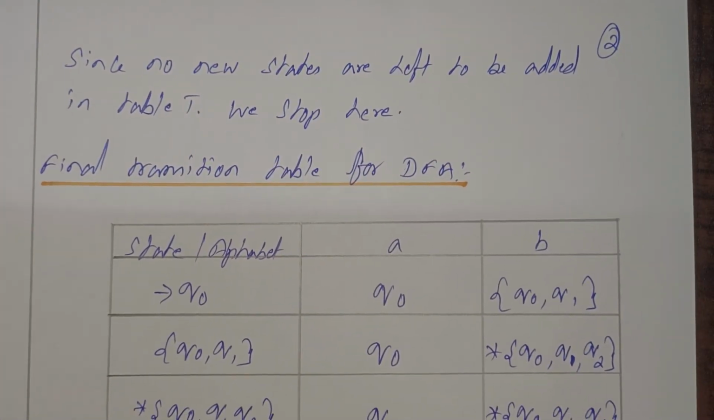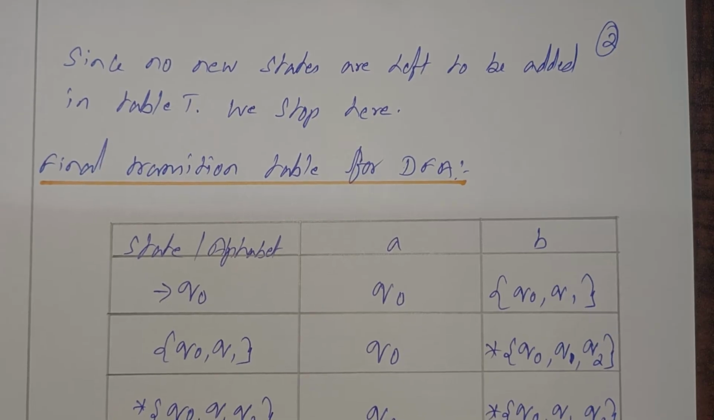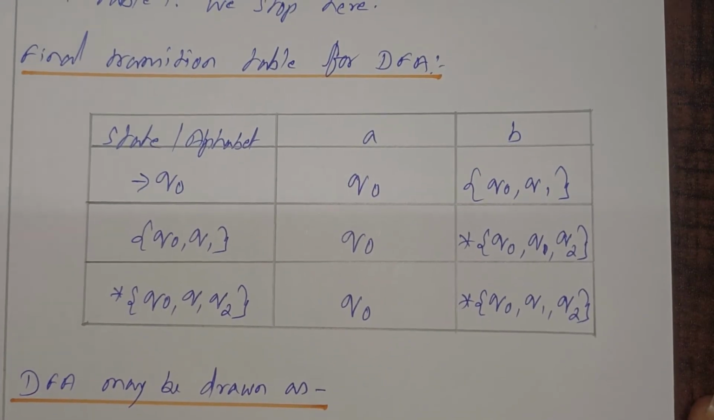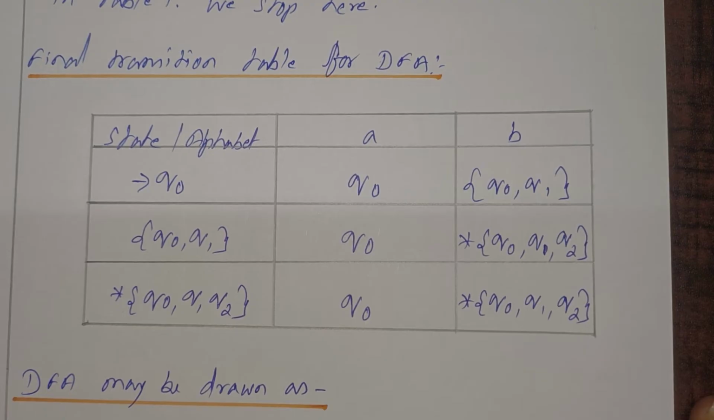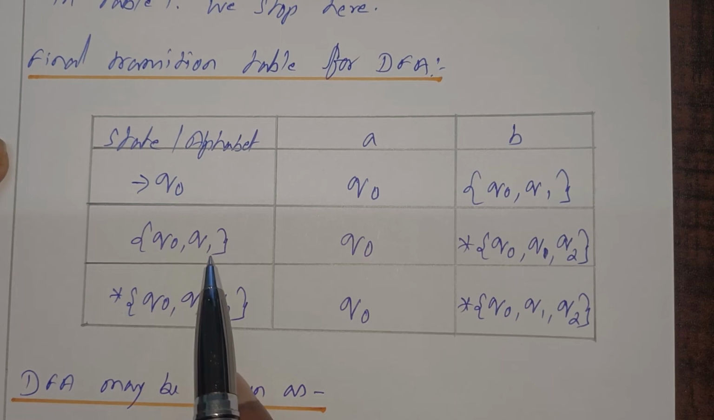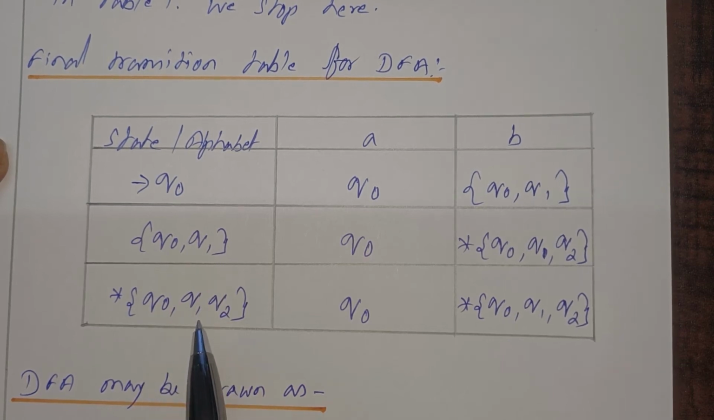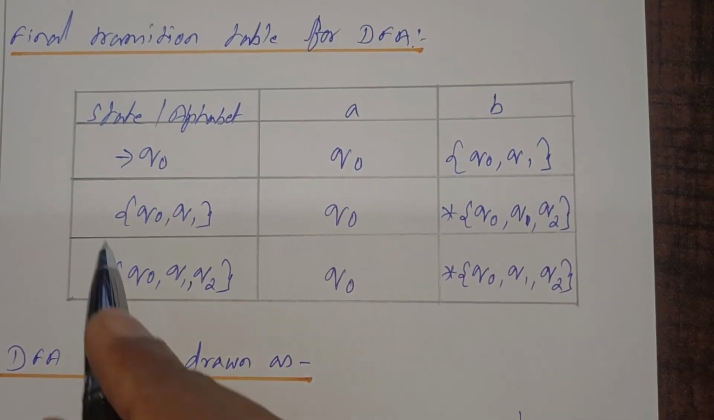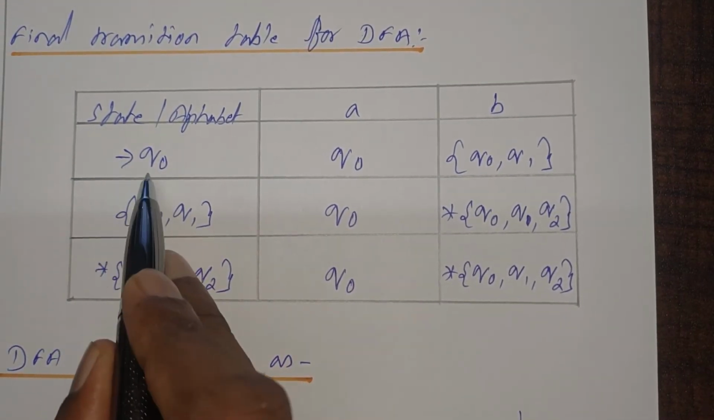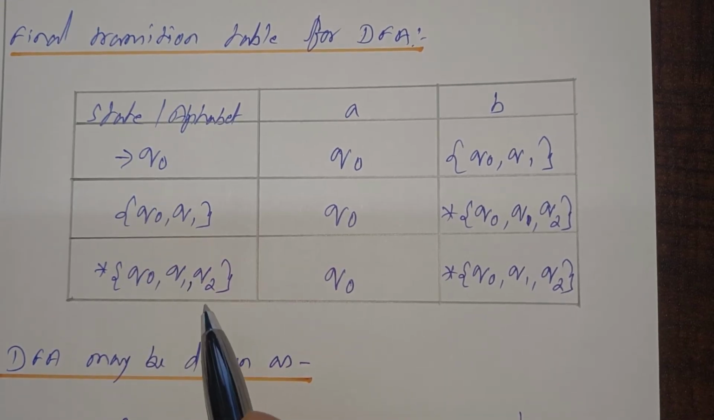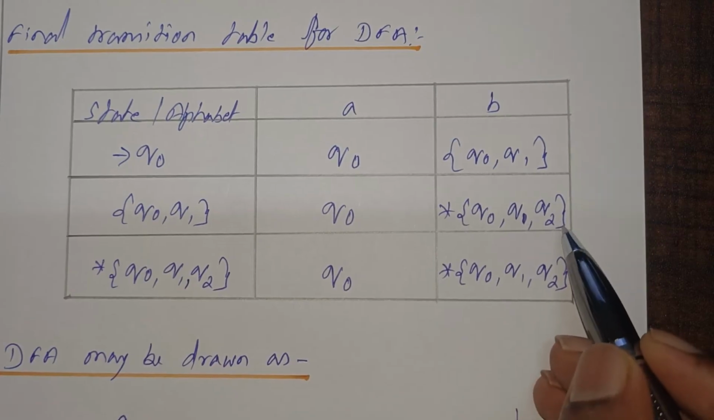Now in this projection you can see that there is no new state left to be added in this transition table called T. So we stop here. Now how does the final transition table for the DFA look? See here, we have derived Q0, Q0 comma Q1, Q0 comma Q1 comma Q2. Now you all know I have represented this arrow symbol for the starting state, and wherever Q2 appears, it is the end state, as you all know.